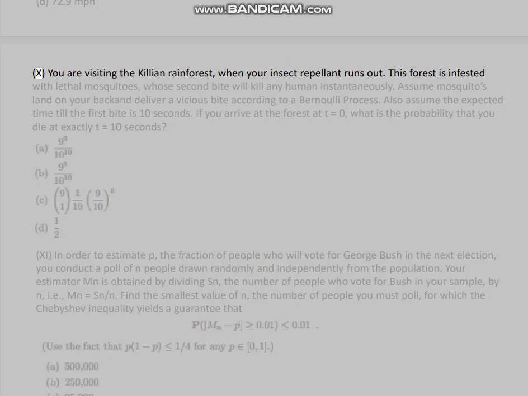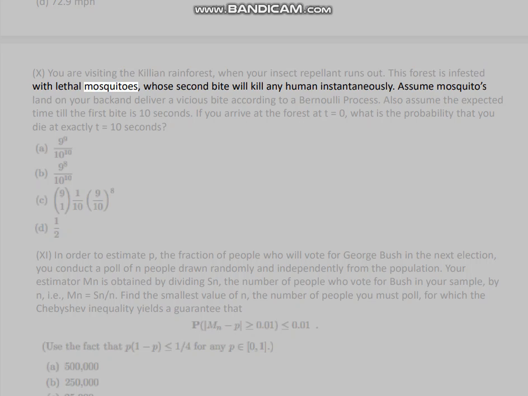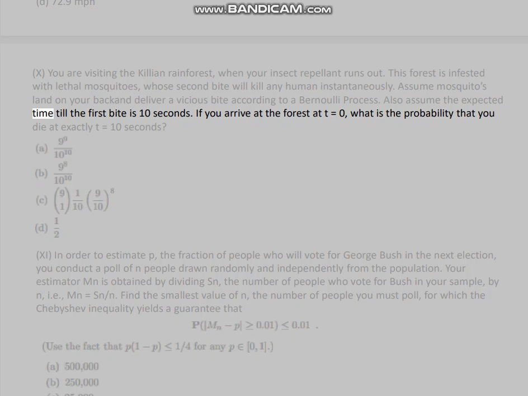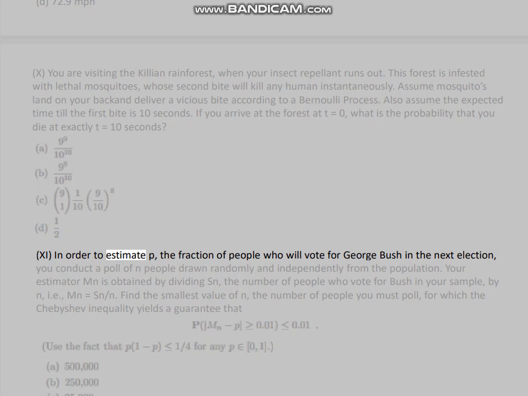10. You are visiting the Chilean rainforest when your insect repellent runs out. This forest is infested with lethal mosquitoes, whose second bite will kill any human instantaneously. Assume mosquitoes land on your back and deliver a vicious bite according to a Bernoulli process. Also assume the expected time till the first bite is 10 seconds. If you arrive at the forest at t = 0, what is the probability that you die at exactly t = 10 seconds?